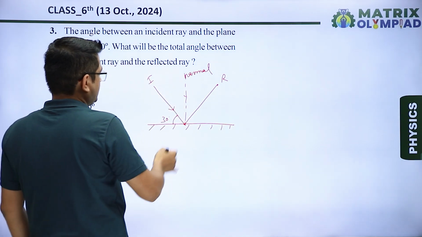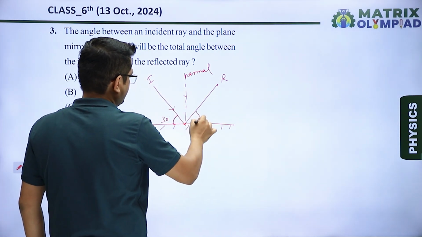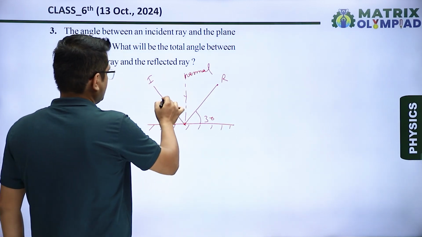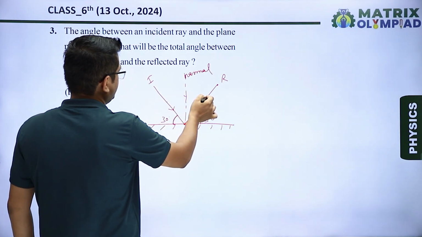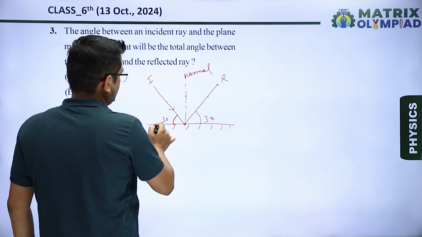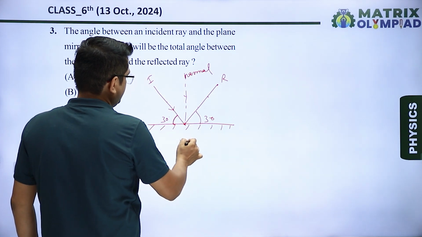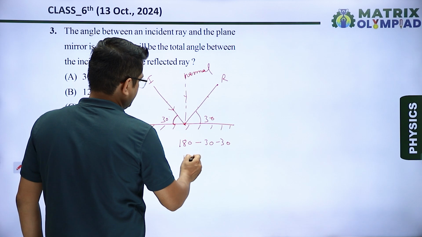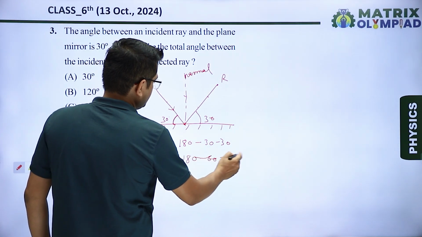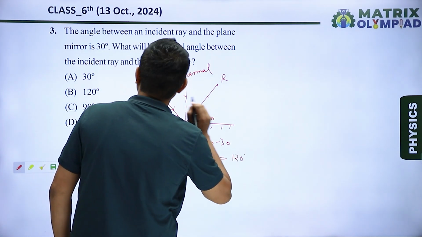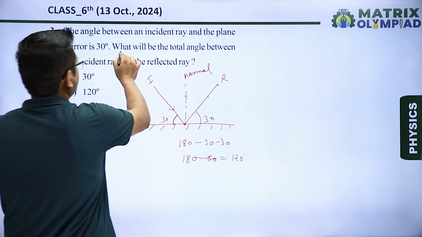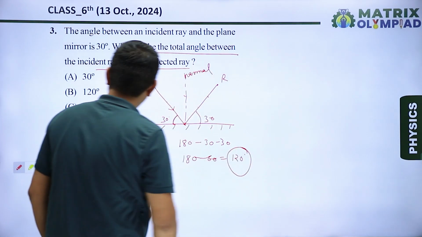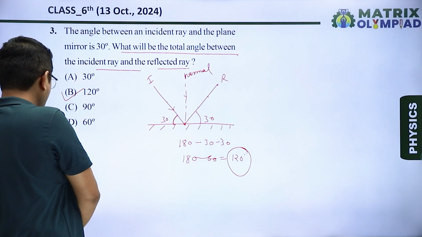So as we know that this angle and this angle will be equal, so this is 30 degree. So the angle between incident ray and reflected ray, we know that total angle is 180 minus 30 minus 30, that means 180 minus 60, which is equal to 120 degree. And in question it is asked what will be the total angle between incident ray and reflected ray. So the correct answer will be 120 degree. So option B is our correct answer.